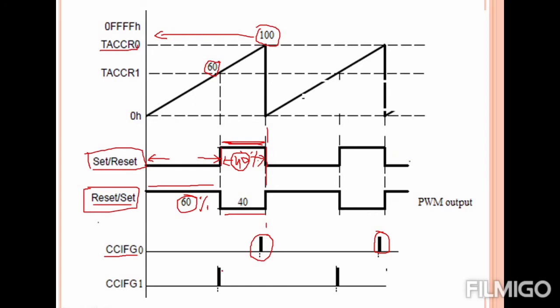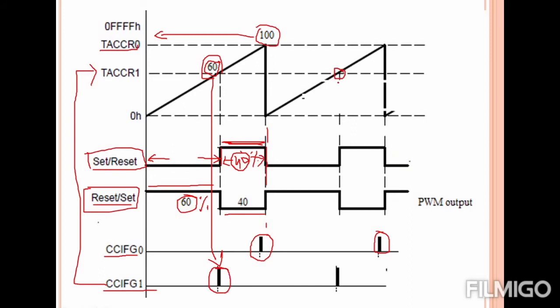And CCIFG1 will be set when the highest value in TACCR1 is reached. That is 60. It is reached here. It will be set here. So, CCIFG1 is set when 60, that is the maximum value of TACCR1, is reached. And so on.